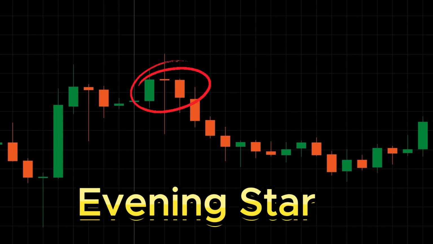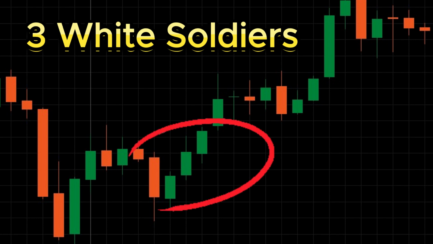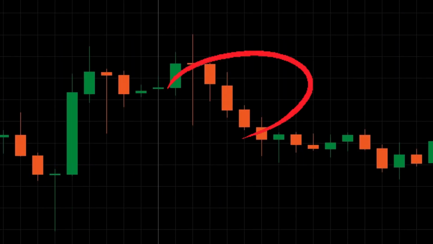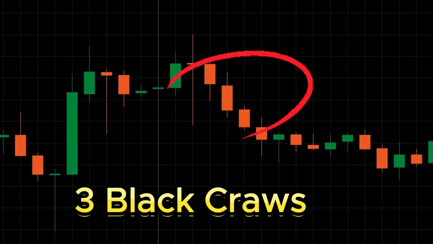Reversal down. 3 white soldiers. 3 strong green candles in a row. Strong bullish signal. 3 black crows. 3 strong red candles in a row. Strong bearish signal.